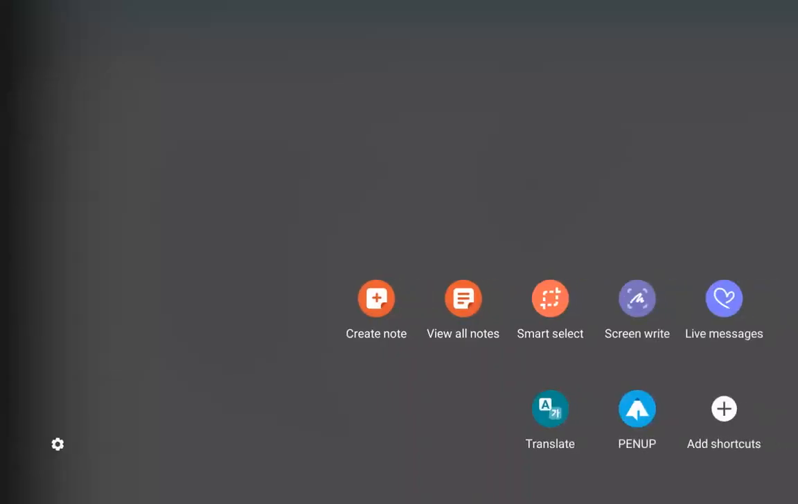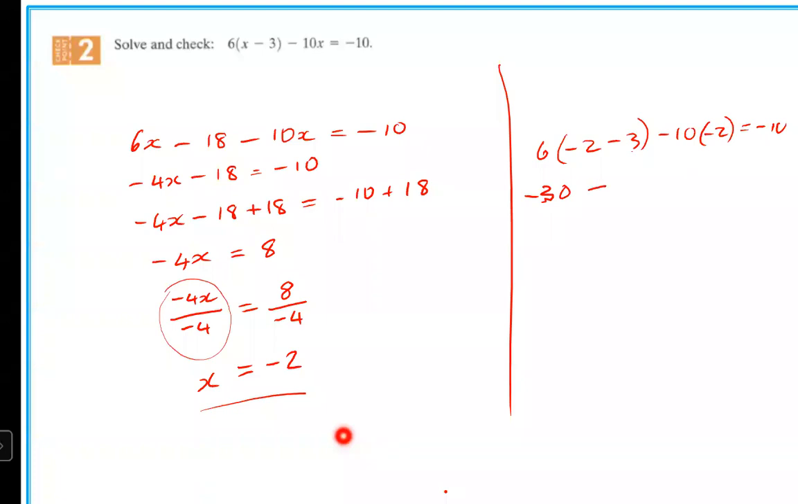Oops. And then minus, then 10 times -2 is -20 equals -10. And then -30 minus -20 is the same as -30 plus 20 equals -10. So that -30 plus that gives you -10 equals -10. So you get a true statement. So it means then that the answer of -2 is correct.